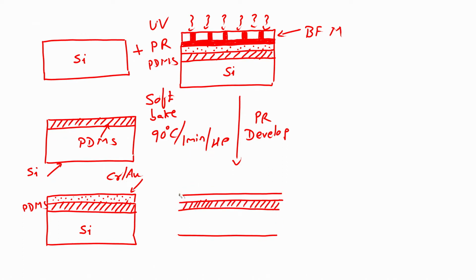What will happen when we expose the photoresist with a bright field mask and our photoresist is positive photoresist? As you all know now, when we use a bright field mask and a positive photoresist, the area which is not exposed will get stronger. The area which is not exposed will get stronger. So, this is my positive photoresist.